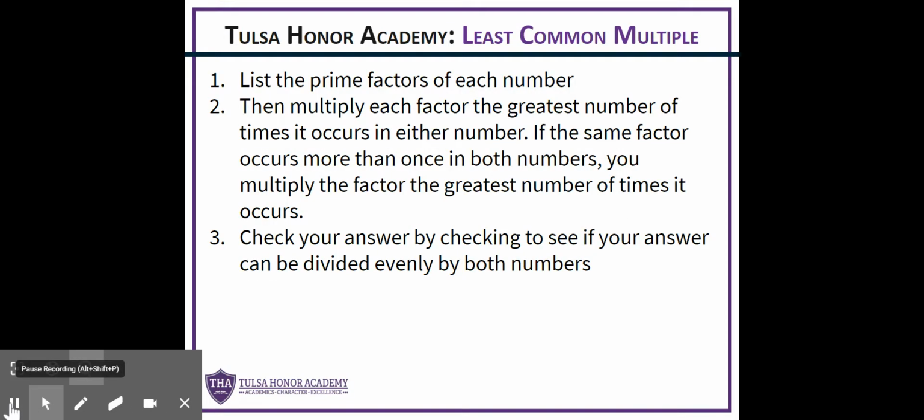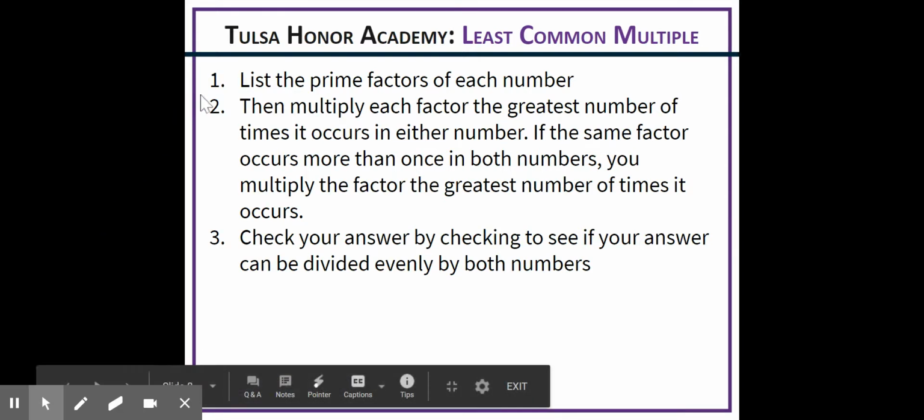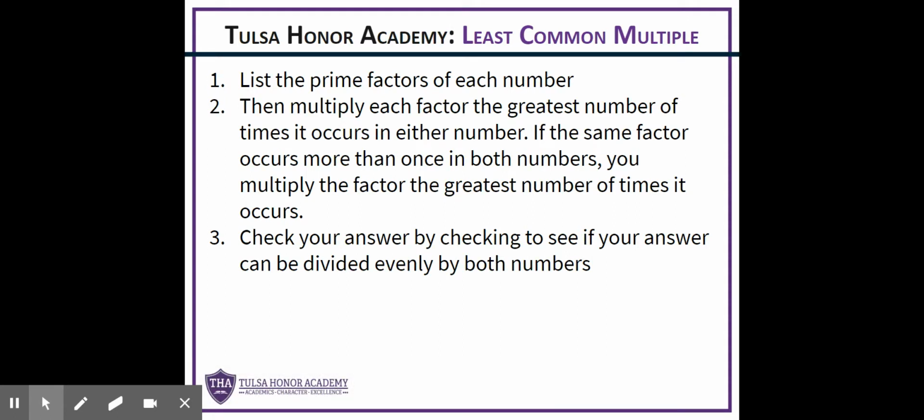Alright, so just to summarize those steps that he went over in the Khan Academy video, first we're going to list the prime factors of each number. That's when he drew those lines underneath both numbers and then factored them out. Then you multiply each factor the greatest number of times it occurs in either number. If the same factor occurs more than once in both numbers, you multiply the factor the greatest number of times it occurs. Then we're going to check our answer by checking to see if your answer can be divided evenly by both numbers.